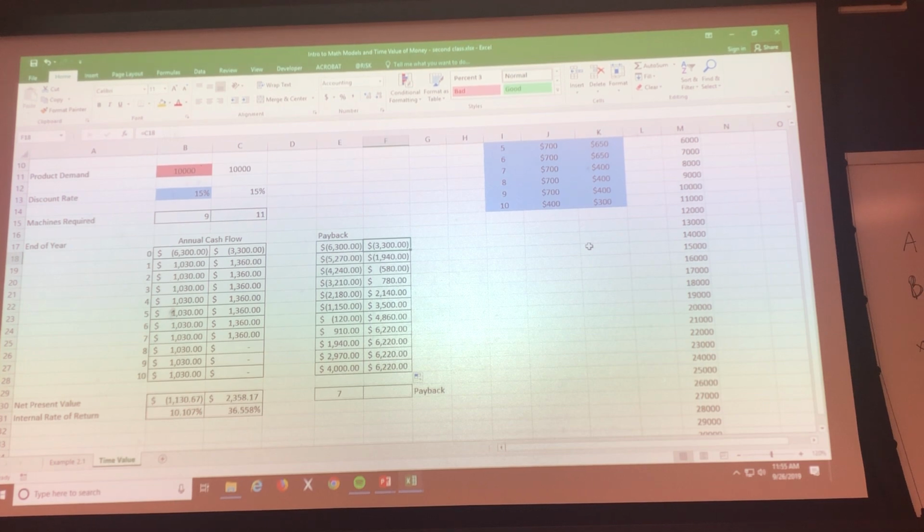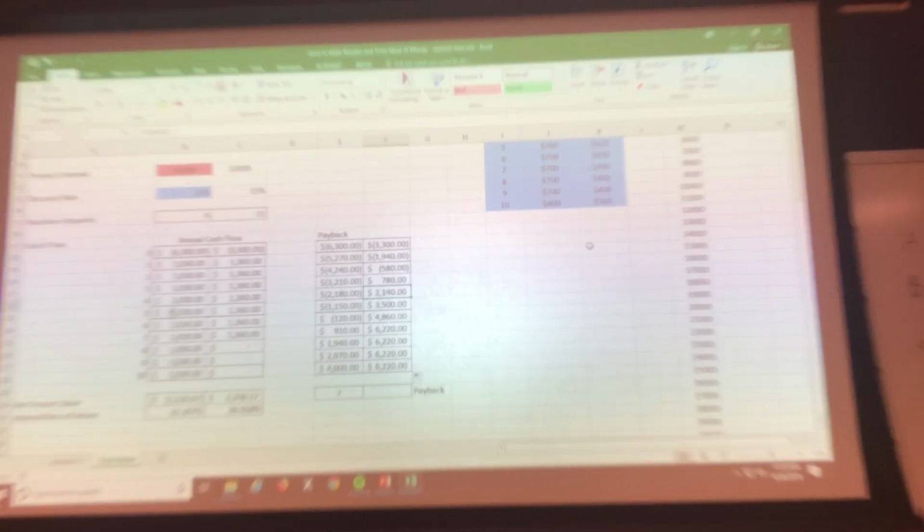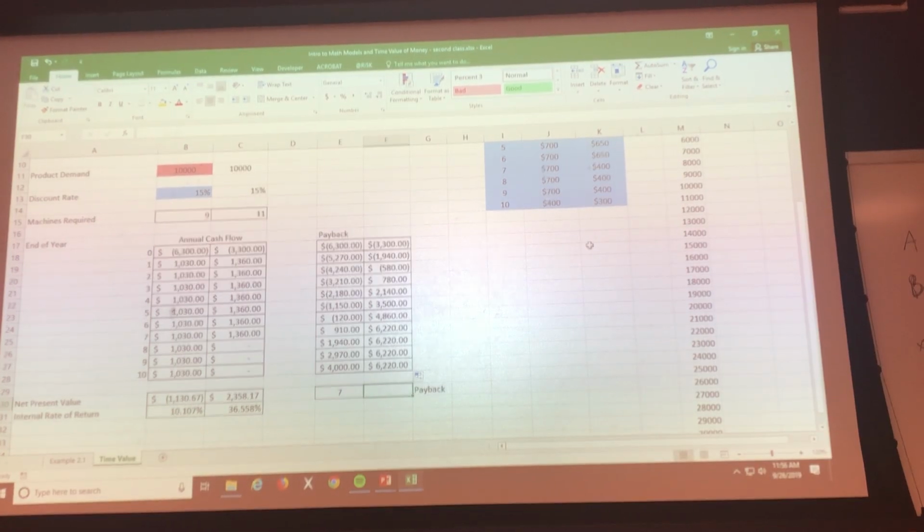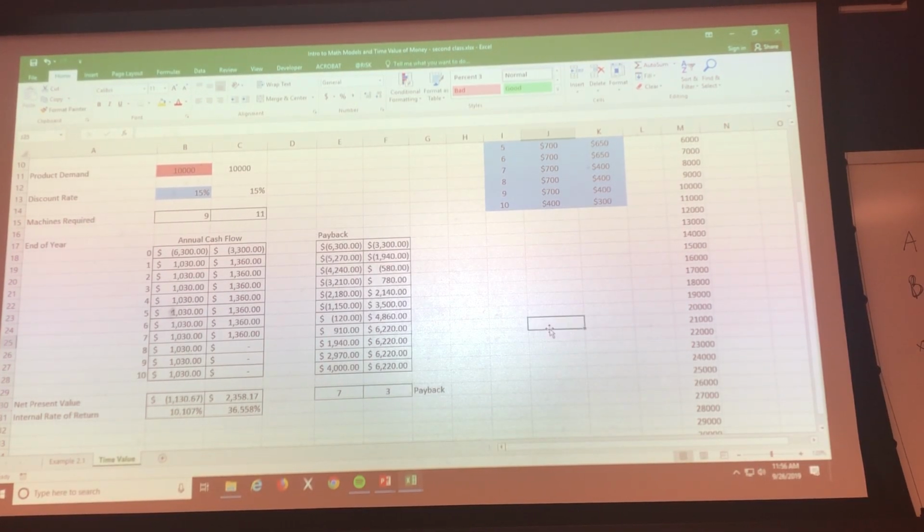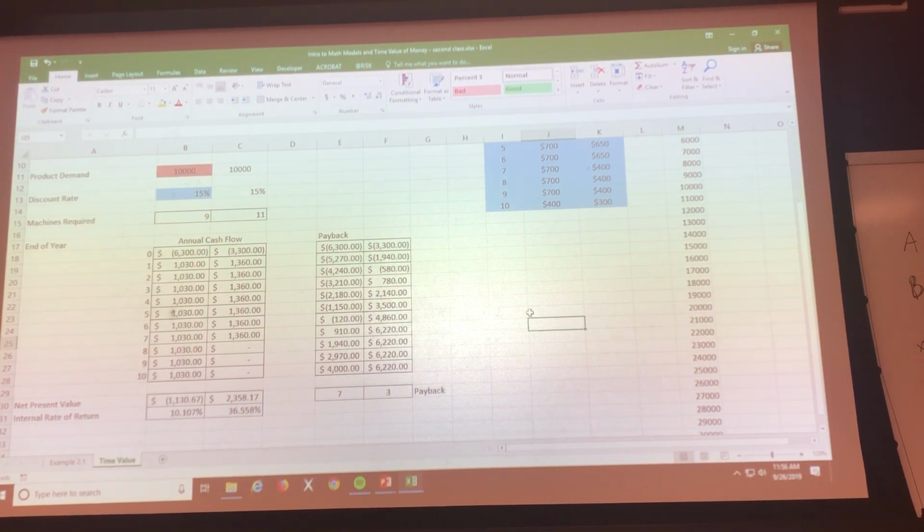Started out $3,300 in the hole, make $1,360, I get out way faster, okay? I've reached positive in the 3rd year. So year 3 is my payback year. Didn't take into account the time value of money. Didn't take that into account.